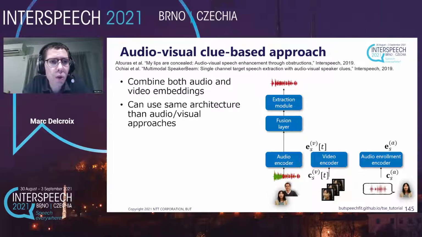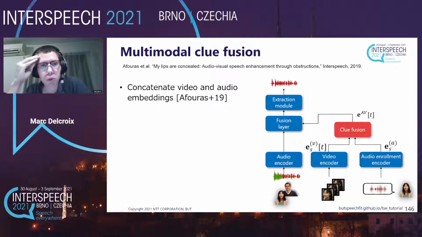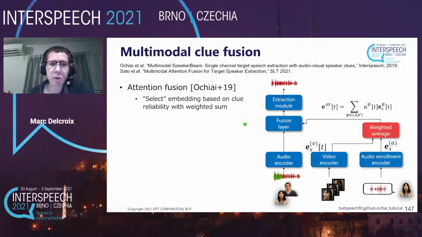When you use an audio-visual clue-based approach, you would typically combine video encoding and video embeddings and audio embeddings, as here. Typically, all the components of the system are similar to what we have discussed so far. But then we need a clue fusion that will fuse both the visual and the audio clues. There are 2 main approaches to clue fusion. The first is to simply concatenate the video and audio embeddings and then pass them to the fusion layer. The other approach is to select the embedding based on the clue reliability with a weighted sum.